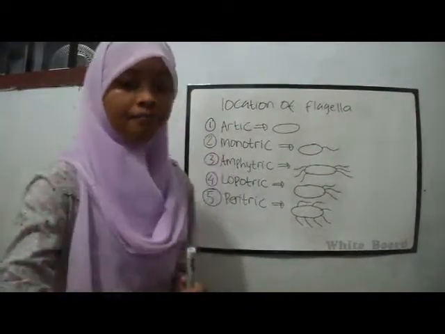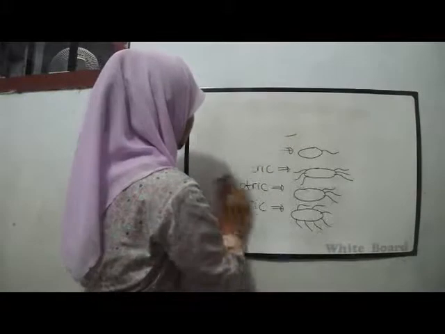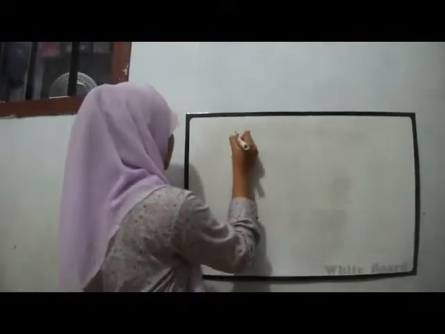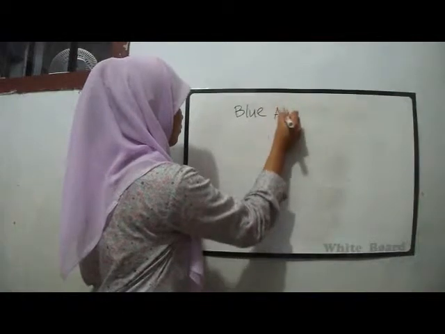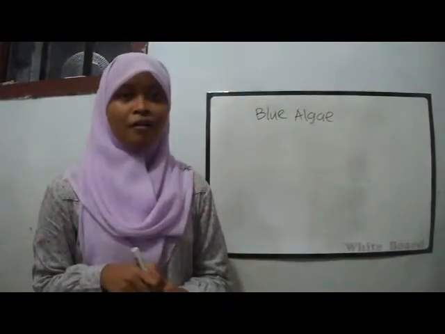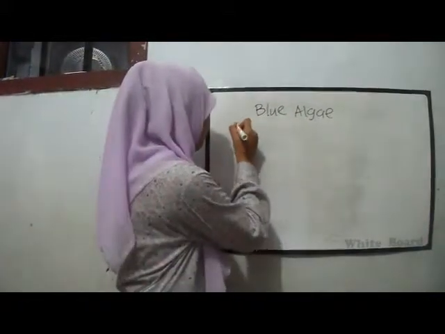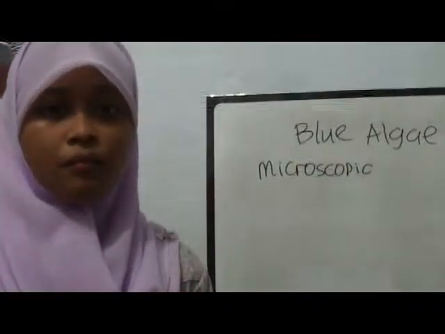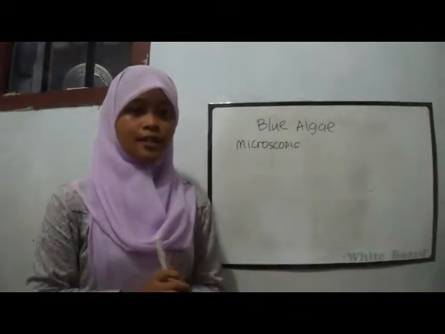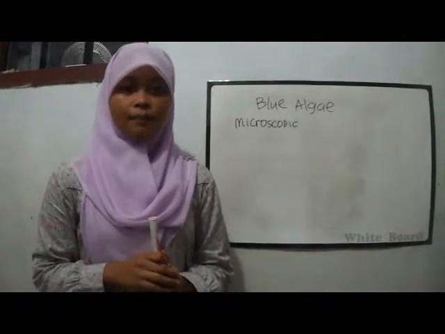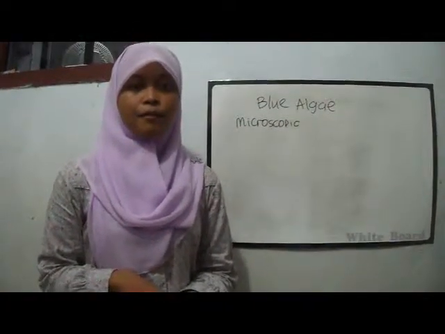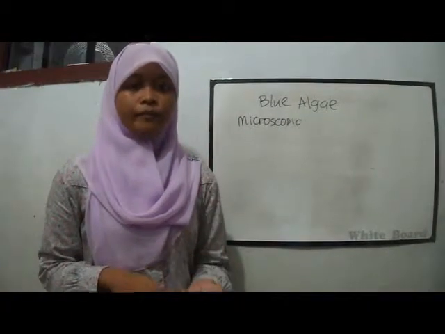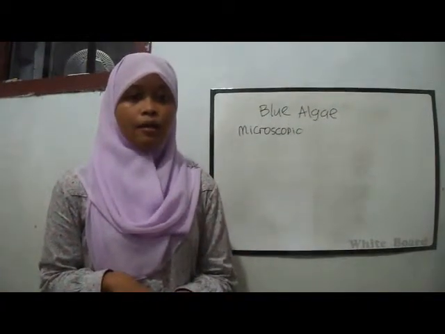The next is blue algae. Blue algae are microscopic, have chlorophyll A, and can do photosynthesis. The habitat of blue algae is mainly in wet places and gutters, and some live in hot water springs of more than 80 degrees Celsius in temperature. Blue algae reproduce by dividing themselves, by fragmentation, and in unfavorable conditions form spores.